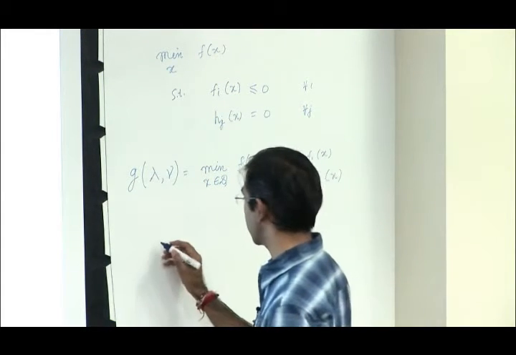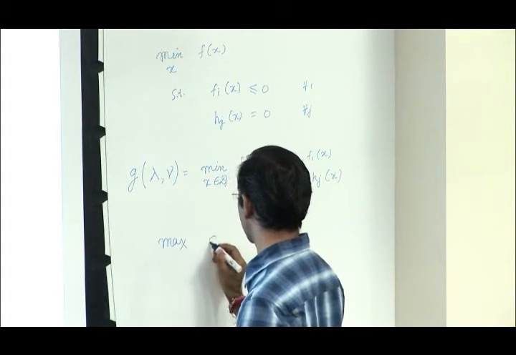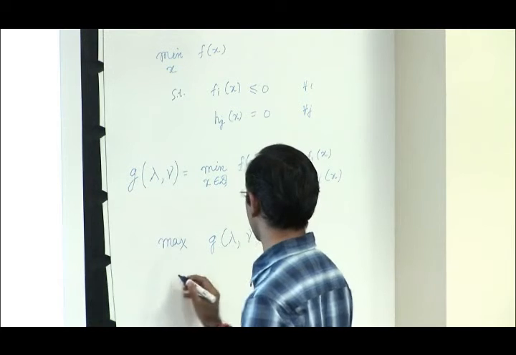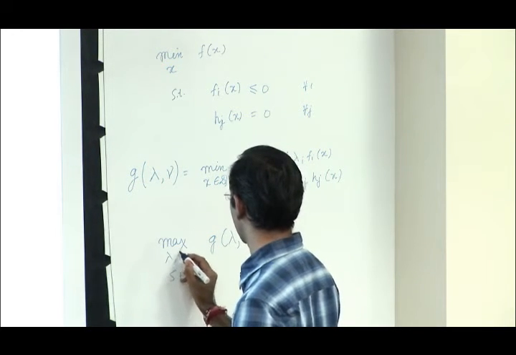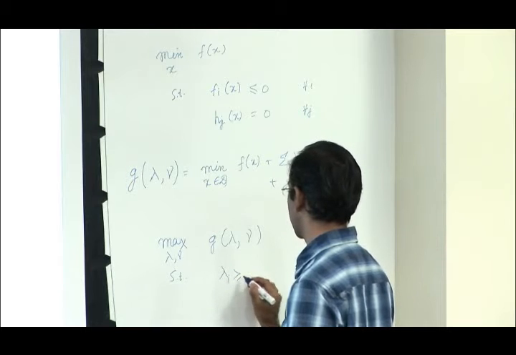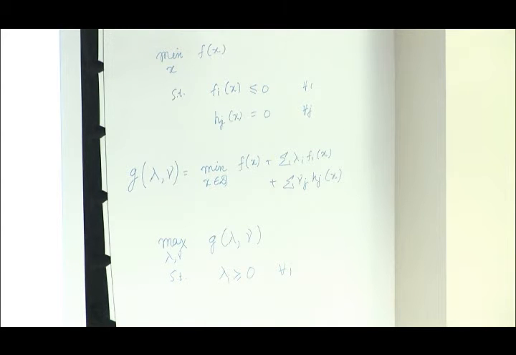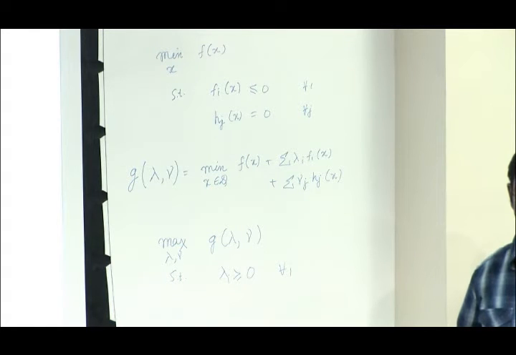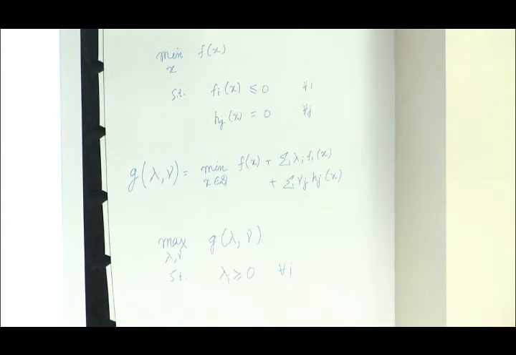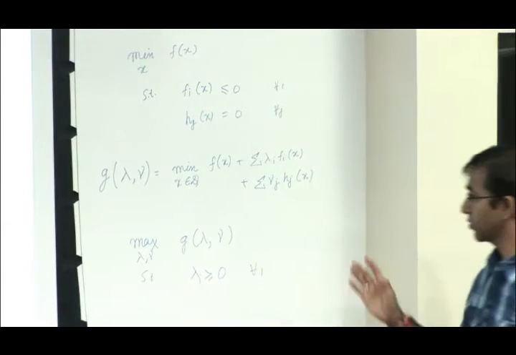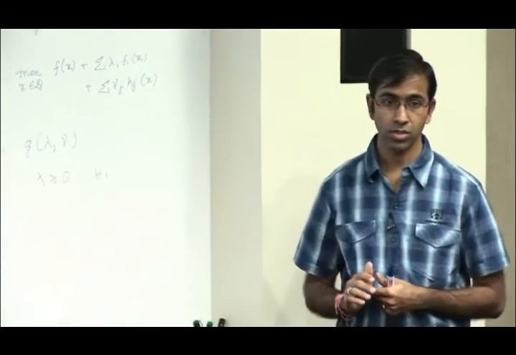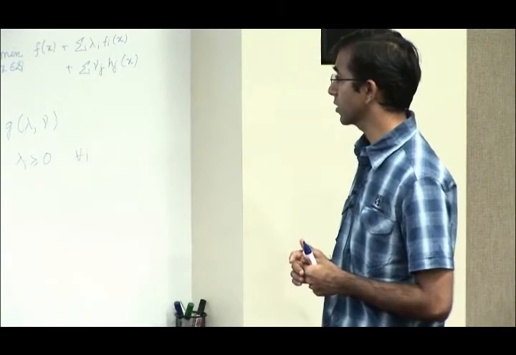And now your dual optimization problem will be maximize g(lambda, nu) such that lambdas are all positive. Lambda_i is greater than or equal to zero for all i. Okay. So I'll just explain how this comes about and why we are doing it. But let me just write down first the dual formulation of a primal problem. Okay. And basically this will continue in the next class also, because this is a very important topic and it requires a lot of time. Okay.